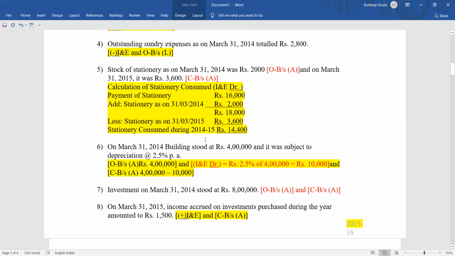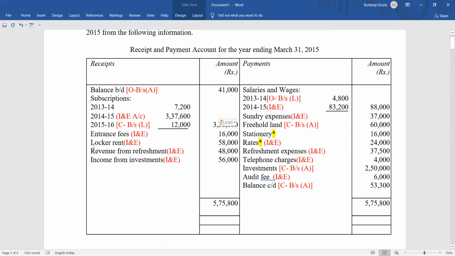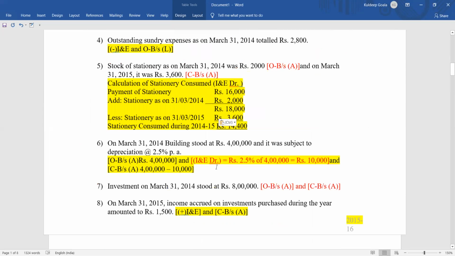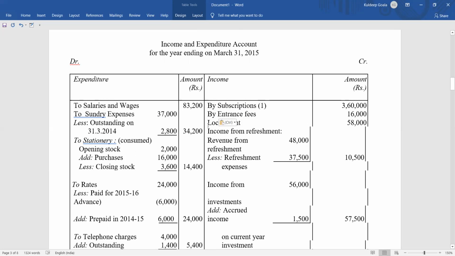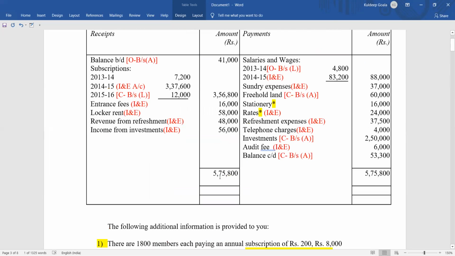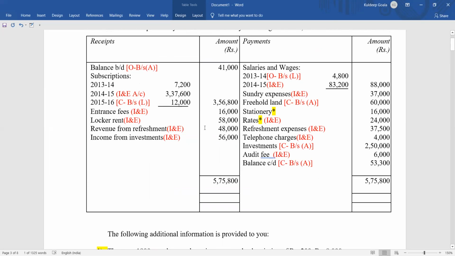Then coming to the next one, after entrance fees, what is there? Locker rent of how much? 58,000. So again, it will come as by locker rent, 58,000. Then moving to the next item, what is there? It is revenue from refreshment, 48,000, and along with that, you have to show the refreshment expenses of 37,500 also.